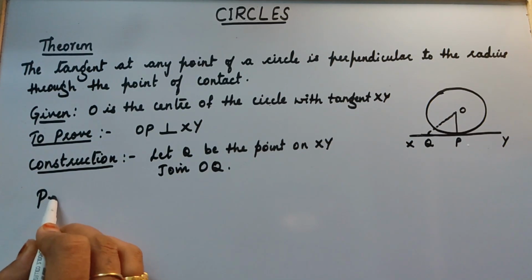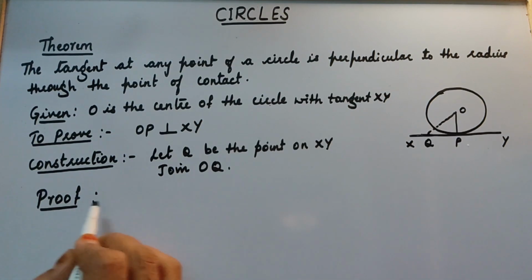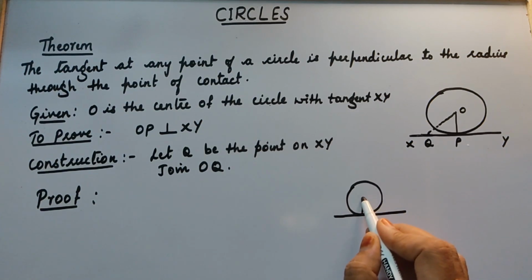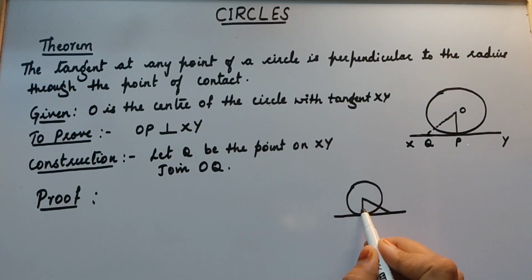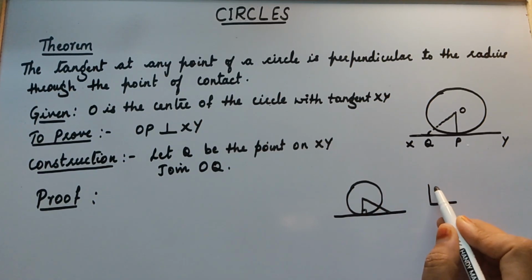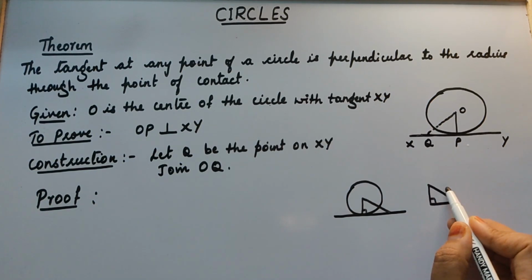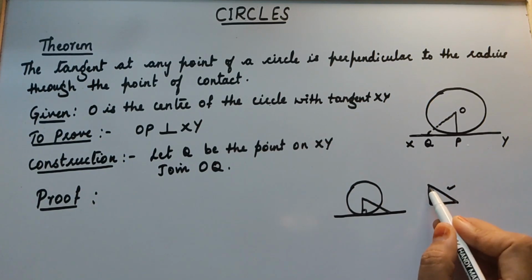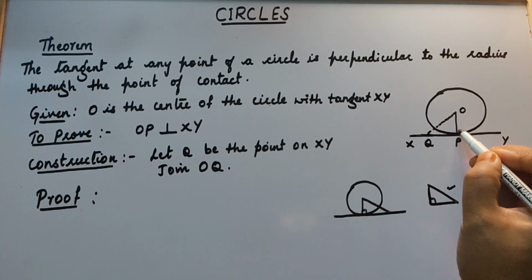Now the proof. This is a circle, and here is the tangent. A tangent touches a circle at 90 degrees to the radius. Where there is 90 degrees, obviously the opposite side is the hypotenuse. The side opposite the right angle in a right angle triangle is always the hypotenuse. The hypotenuse is the longest side of a right angle triangle. Everybody knows that. So if this is longest, then obviously this will be the shortest. Similarly, OP is shorter than OQ.